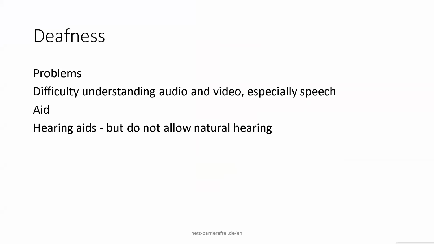Another thing is deafness. When you are deaf, you cannot hear voices, for example, then you need subtitles or captions. Another case is when you didn't learn the verbal language of speaking people, then you also need sign language because you cannot read and write usual text.